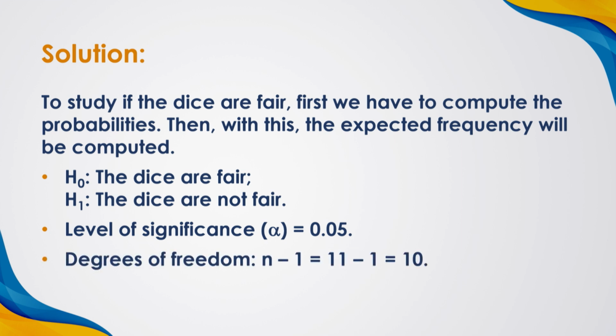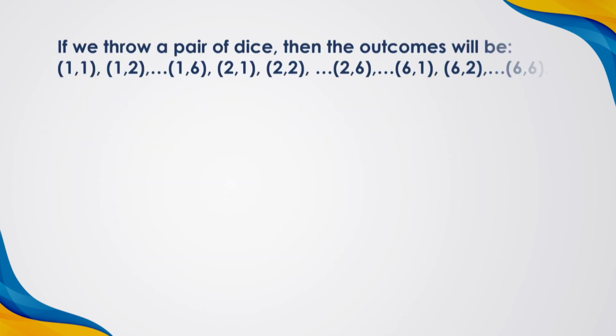With that you can also fix your degrees of freedom. Now we can see that the degrees of freedom will be n minus 1, that is 11 minus 1, which is nothing but 10, because you are starting the sum from 2 to 12. It means that there are 11 observations in total. So 11 minus 1, 10. So now we have completed the 3 steps for the testing of hypothesis.